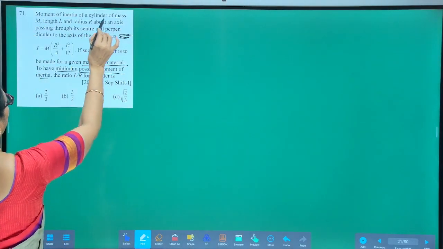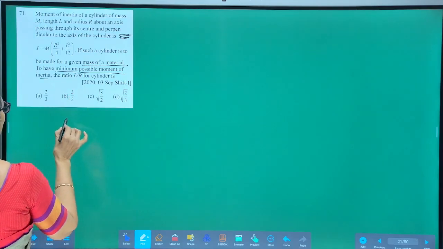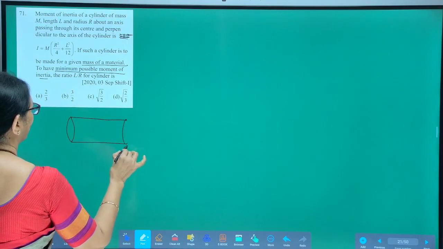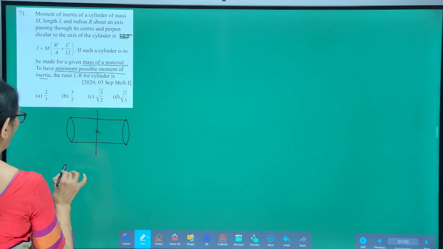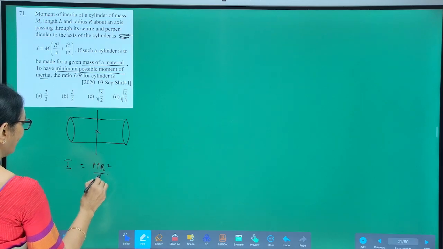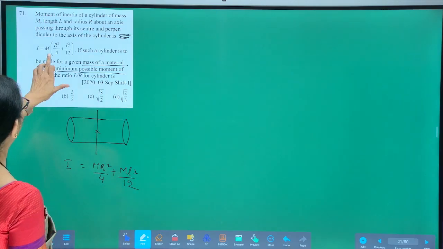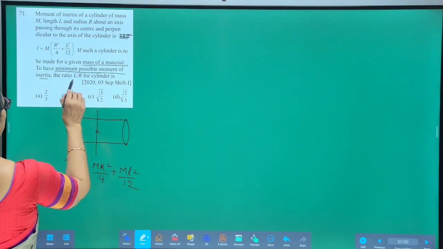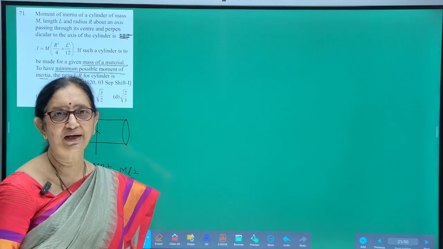Moment of inertia of a cylinder of mass M, length L, about an axis passing through the center perpendicular to the length. Let this be a solid cylinder. The moment of inertia formula for this is MR square by 4 plus ML square by 12. Here actually they gave the formula also. For such a cylinder, what is the ratio of L and R so that the moment of inertia is minimum?